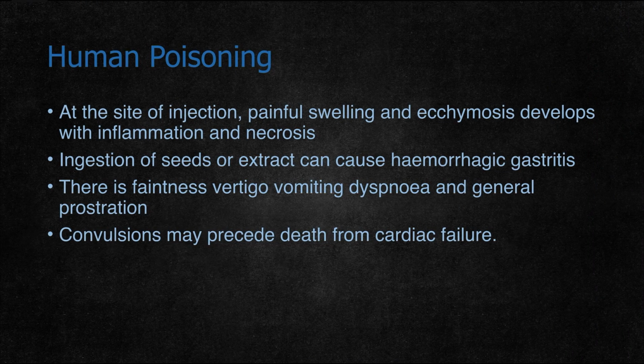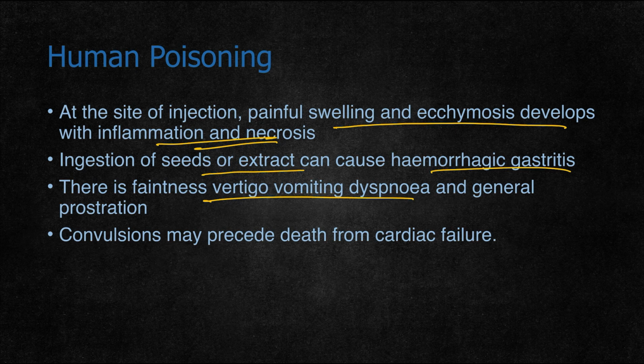In humans, similarly, when Suis are used, at the site of injection there is painful swelling and ecchymosis with inflammation and necrosis. Injection of seed extract can cause hemorrhagic gastritis. There is faintness, vertigo, vomiting, dyspnea, and general prostration. Convulsions may precede death from cardiac failure. Similarly, at the site of penetration there is inflammation. Later on, the person has hemorrhagic gastritis, vertigo, vomiting, then convulsions, and the person dies after a few days.